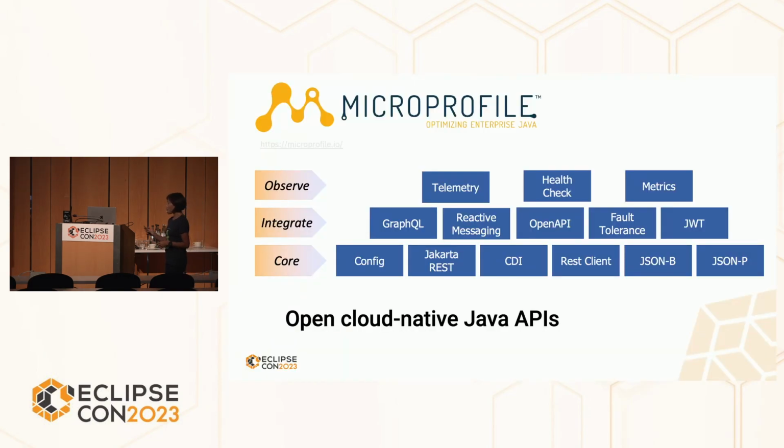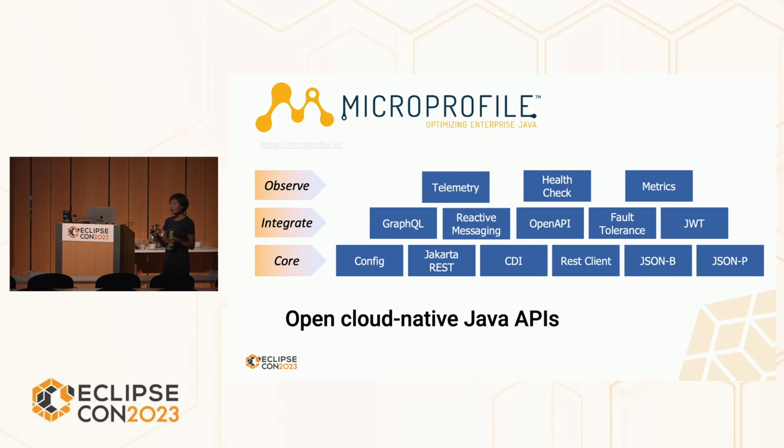So this is the way I put MicroProfile and how it enables you to create cloud-native applications. There's a three-layer structure. The core layer is basically to create a REST application. The integration layer covers security, resilience, documentation, reactive, and GraphQL. And the top layer is telemetry, health, and metrics. So it has health, telemetry, and metrics, to provide help for observability.